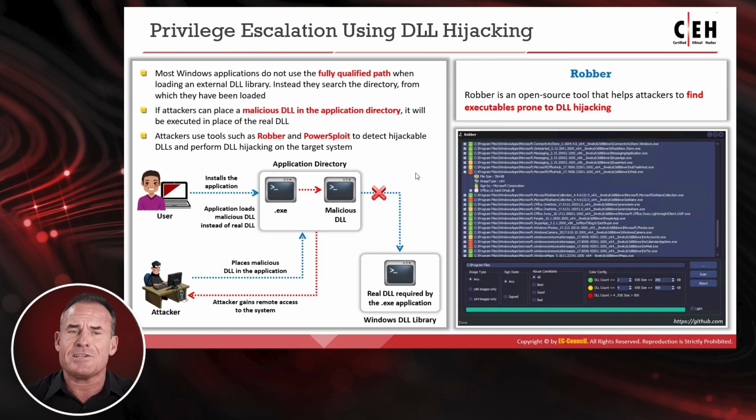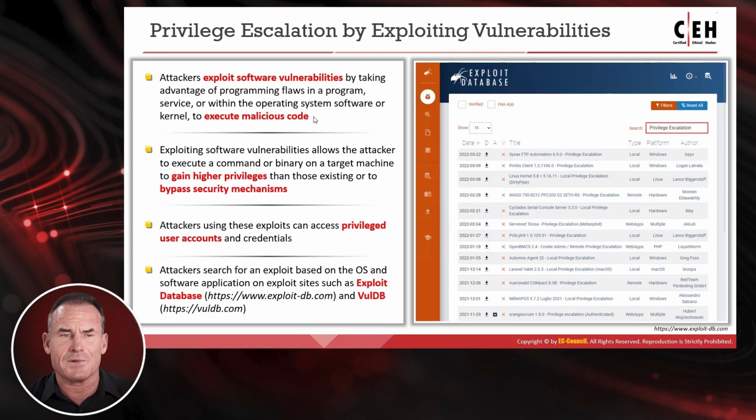All right, DLL hijacking, and there's several different privilege escalation options in your courseware. We're going to touch on a few. DLL hijacking works because most Windows applications don't use the fully qualified path when loading an external DLL library; instead they search the directory from which they've been loaded. So if you can inject a malicious DLL in the application directory, you can actually subvert the application when it calls the DLL. So Robber and PowerSploit can both be used to detect hijackable DLLs and perform hijacking on the target system. No labs for that one, but it definitely warranted an explanation.